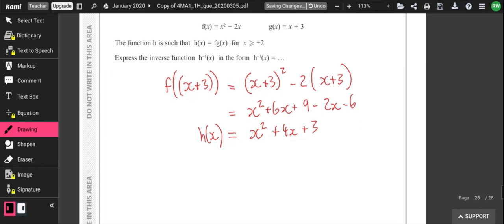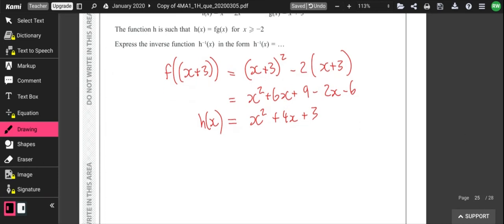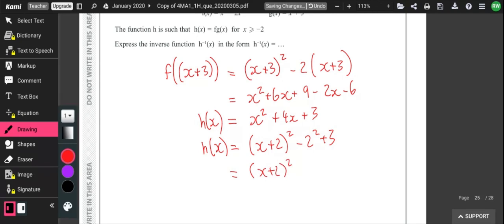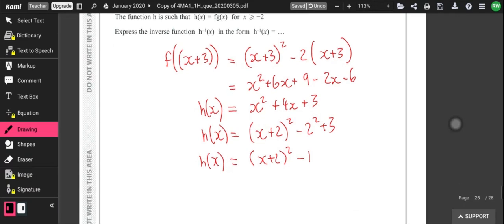Now this is h of x, and we now need to do the inverse, but we can't do the inverse of a quadratic. So we're going to just make sure we complete the square on this. So we're going to do x plus 2 squared minus 2 squared plus 3. And that gives us x plus 2 squared minus 1. So this is our h of x. So we can do the inverse of this.